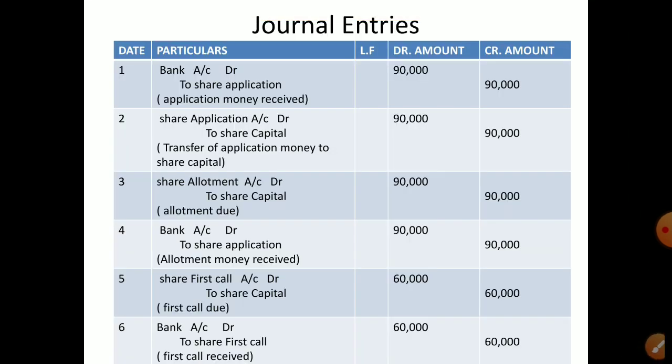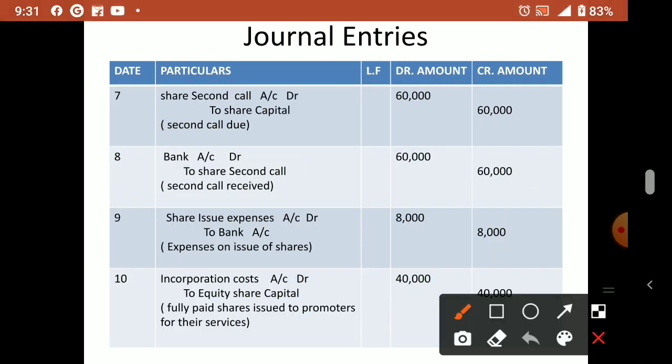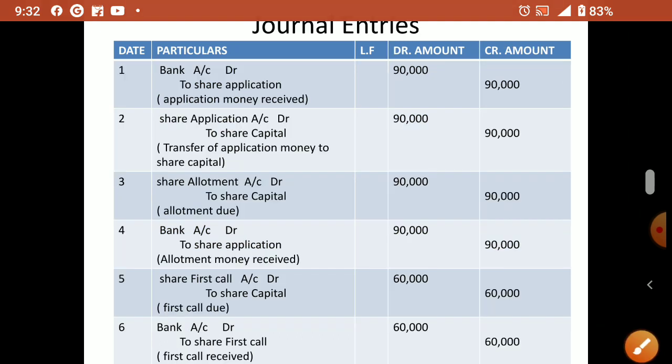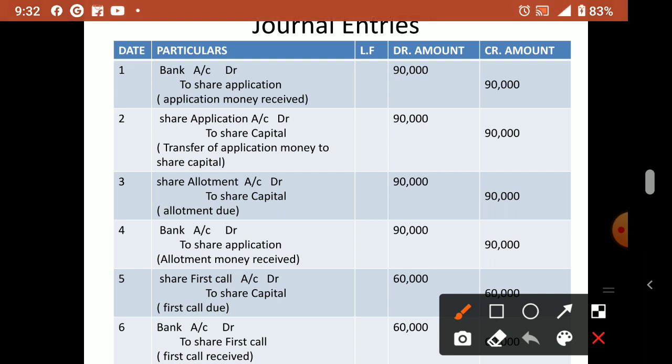Just like I told you, the same. First the installments: application 3, then allotment also 3, first call 2, second call 2. This is the installment. So simple it is. Here we write 3 application, 3 allotment, 2 first call, 2 second call. So total becomes 10.